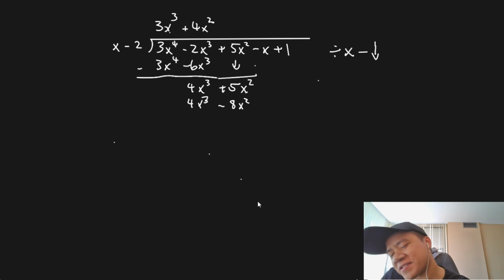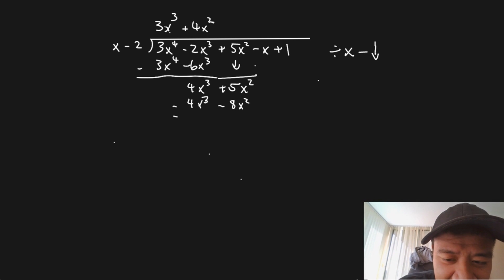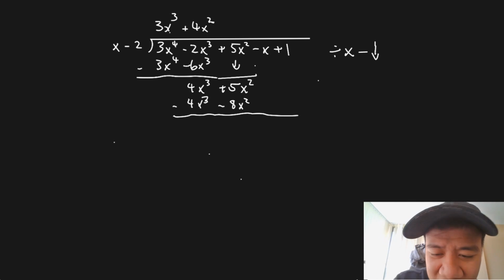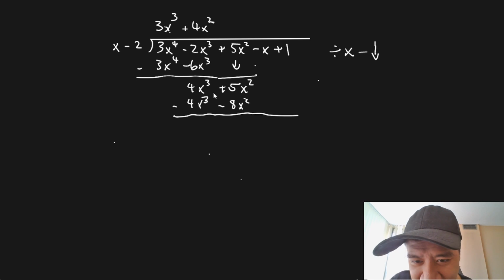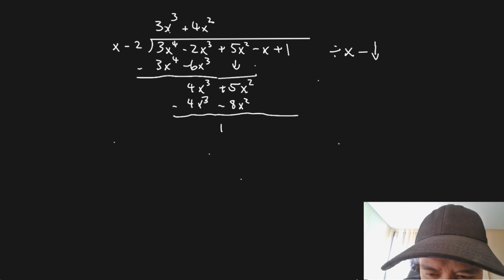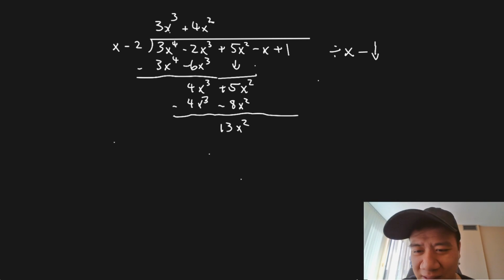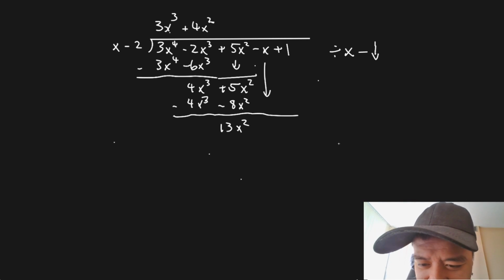Okay, the next thing we do is we subtract these together. So 4x cubed minus 4x cubed is 0. Since it's 0, we don't need to put anything here. And then 5x squared minus negative 8x squared. Since we have these two negatives, it becomes 5x squared plus 8x squared, which is 13x squared. And the last step is we bring down the negative x.